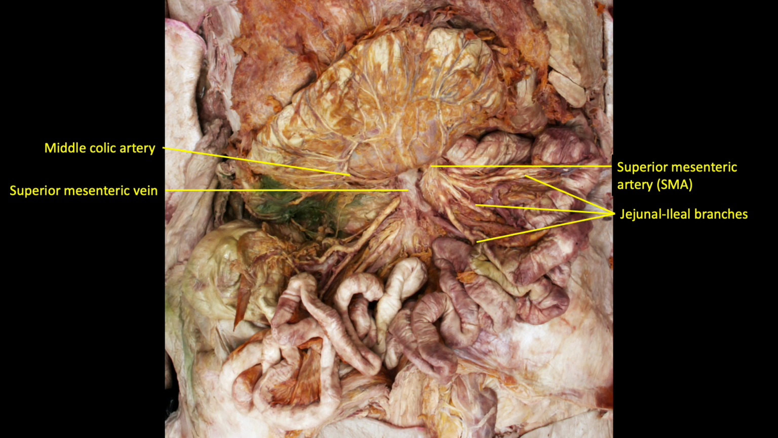Having reflected the transverse colon, we can see the middle colic artery turning upwards. Realize that it typically points inferiorly in the anatomic position. Next, we find the right colic and then the ileocolic arteries. Although, as I mentioned previously, expect variations, and I do mean expect variations.